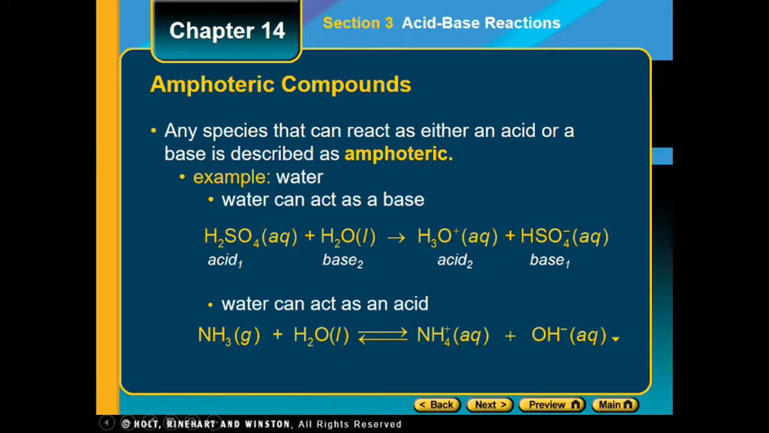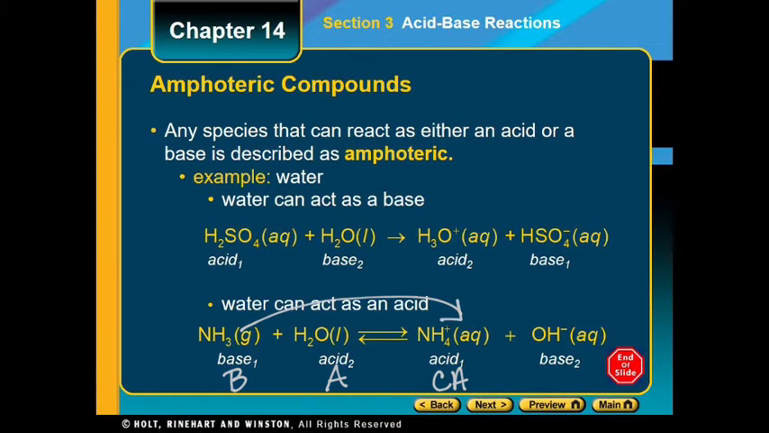In this bottom example, ammonia is a weak base, so you've got water acting as an acid here. If I look at my acid-base pairs, this is my base, and this is my conjugate acid, where ammonia accepts the proton. And then we've got our conjugate base over here, where water, acting as an acid, loses a hydrogen ion to produce your conjugate base.